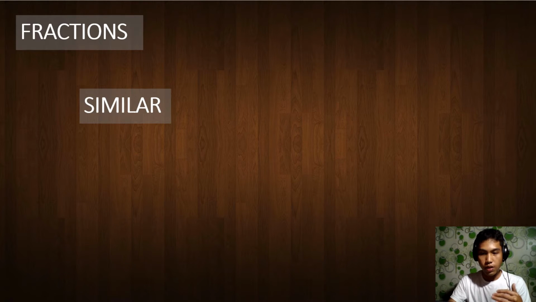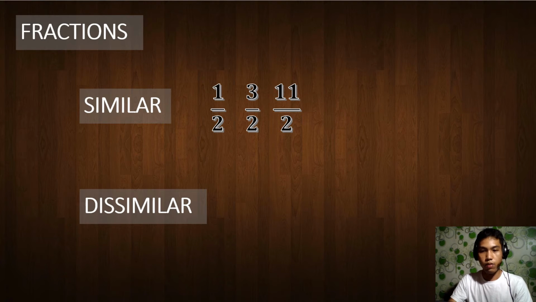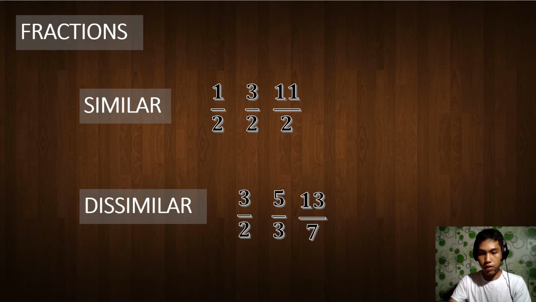Fractions can be classified as similar and dissimilar. Similar fractions are the fractions that have the same denominator. In this case, we have 1/2, 3/2, and 11/2. These three fractions have the same denominator, which is 2. For dissimilar fractions, we have 3/2, 5/3, and 13/7. They don't have the same denominators. That's why they are classified as dissimilar fractions.